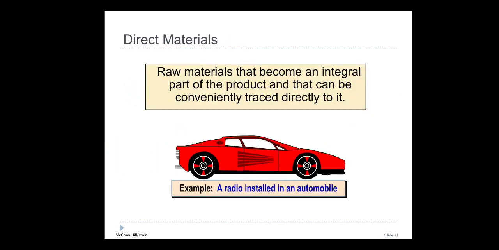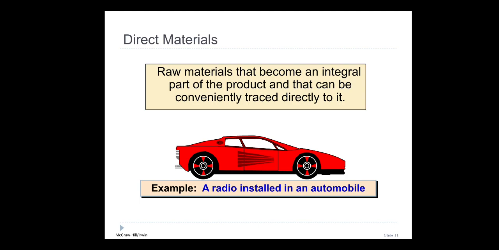Let's see what a direct material is. To produce a product, the first cost that will have to be paid by a business is called direct material cost. What is the direct material? Direct material is the raw material that becomes an integral part of the product and that can be conveniently traced directly to it. The simple definition for direct material is things that you can see in the product. So the example that we have here is a business that produces sport cars. Everything that you can see in a sport car is called direct material.